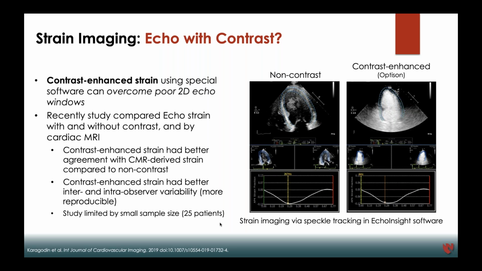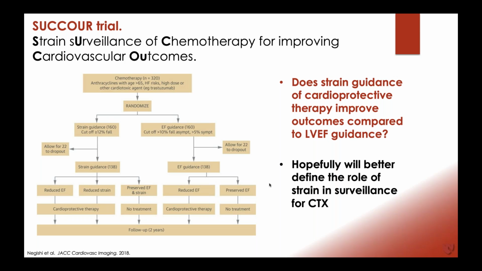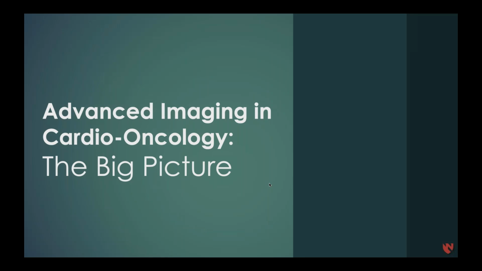He compared echo strain with and without contrast and to cardiac MRI, and found similar measurements between the two, with good agreement. So there's some potential for echo contrast derived strain measurements. And keep an eye out for the results of the SUCCOUR trial. That's going to really impact our use of strain, and hopefully a strain-guided strategy in detecting subclinical cardiotoxicity will have great clinical impact in our cancer patients.